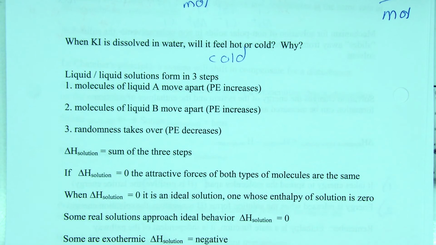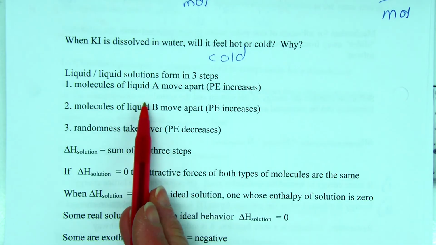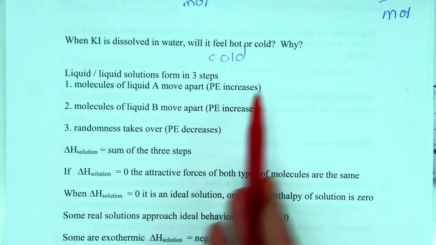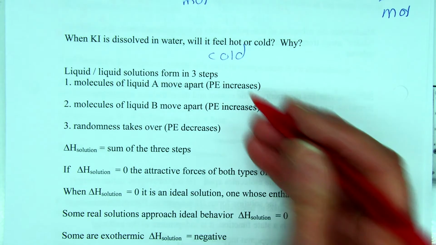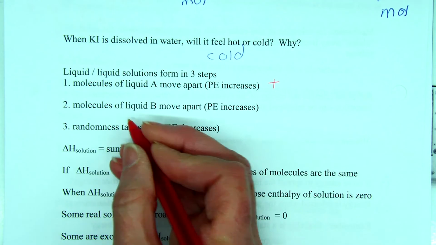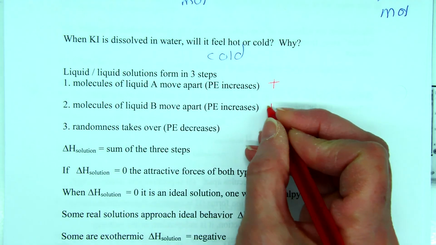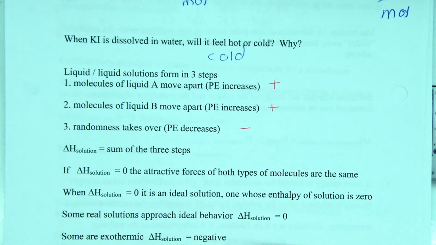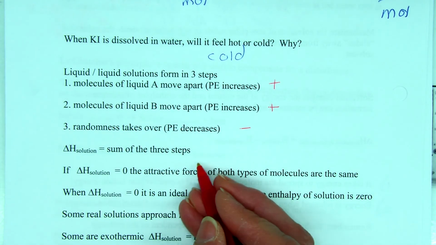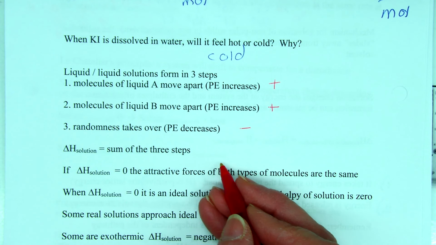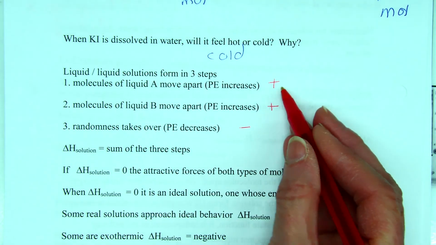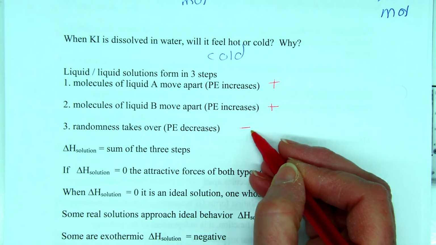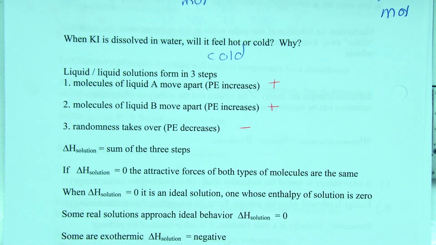All right, when you have liquid-liquid solutions forming, it's a little bit different because the molecules of liquid A have to move apart, so this has multiple steps, and that is a potential energy increase, so that's positive. The molecules of B have to move apart, that's positive. Then randomness takes over and wins, and that's negative. So the heat of solution is the sum of all three steps. So when you have solutions forming, depending on the magnitude of these three different energies, it can be positive heat of solution, it can be negative, or it can be close to zero.